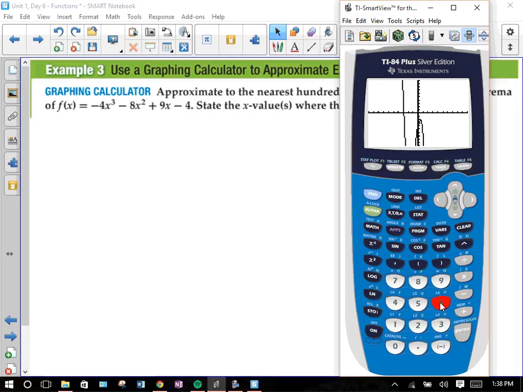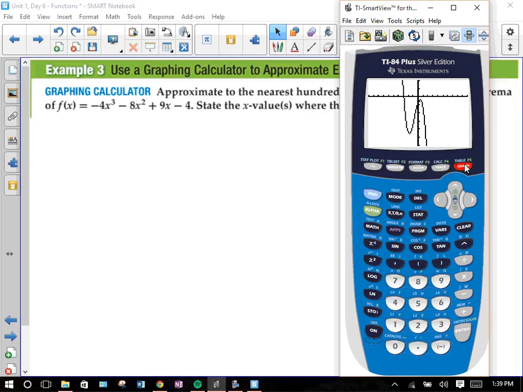All right, so here's what you're going to do. We can kind of see this doing something right here, but obviously we need to see a little bit more. We don't need to see more up here, so we'll leave that. Let's hit window. Let's make the Y minimum negative 30, to give this more space, and keep that at 10. Since that's a large distance, let's change the Y scale to 5. Everyone with me? Congrats.